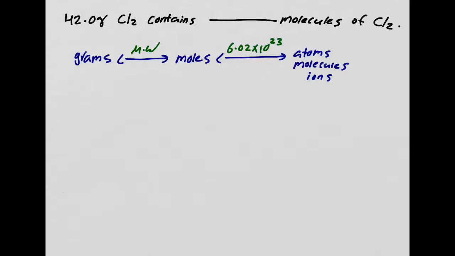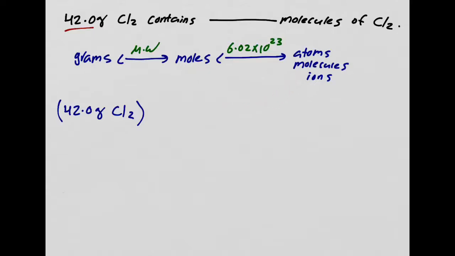So in this problem, what's given to me is 42.0 grams of Cl2. Write down what's given to you. What's given to me is grams. What I want is molecules. This is what I said, we're going to the next level. Can I just jump from grams all the way to molecules? You cannot. That's too much of a jump. So I need to go from grams to moles and then moles to molecules.